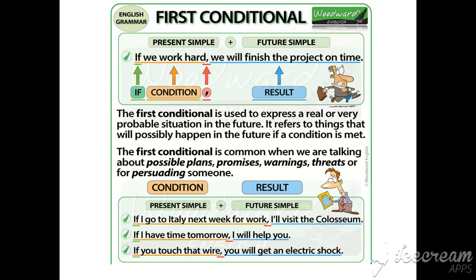Let's look at the first example. If I go to Italy next week for work, I'll visit the Colosseum. The condition is that if I go to Italy next month, and then what will happen? I will visit the Colosseum. The next example: if I have time tomorrow, I will help you. So now the helping depends on time. Provided you have time tomorrow, only then you will be helping him. The next is a warning. Remember, imperative, the warning. If you touch that wire, you will get an electric shock. So now, the electric shock you will get if you touch that wire.